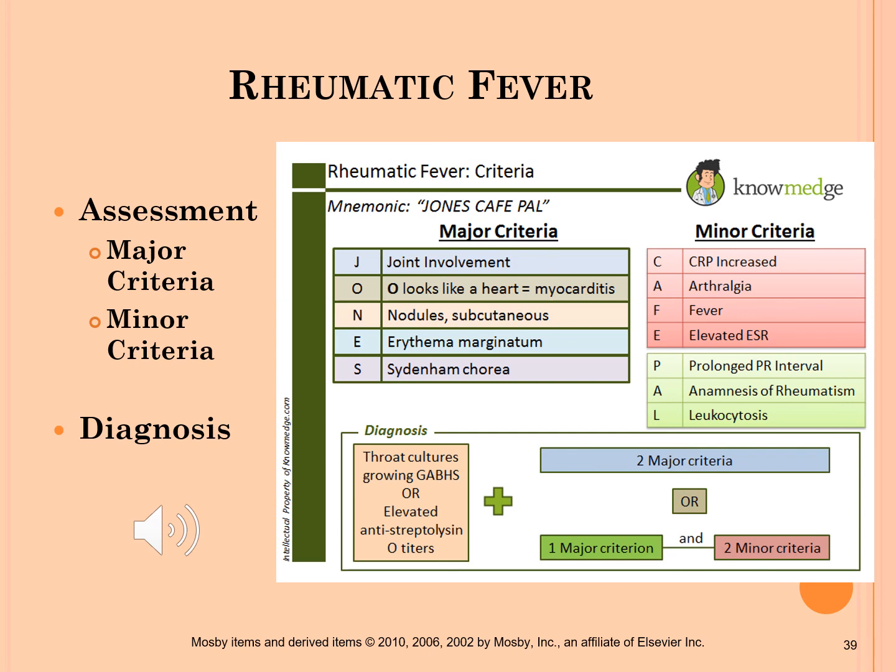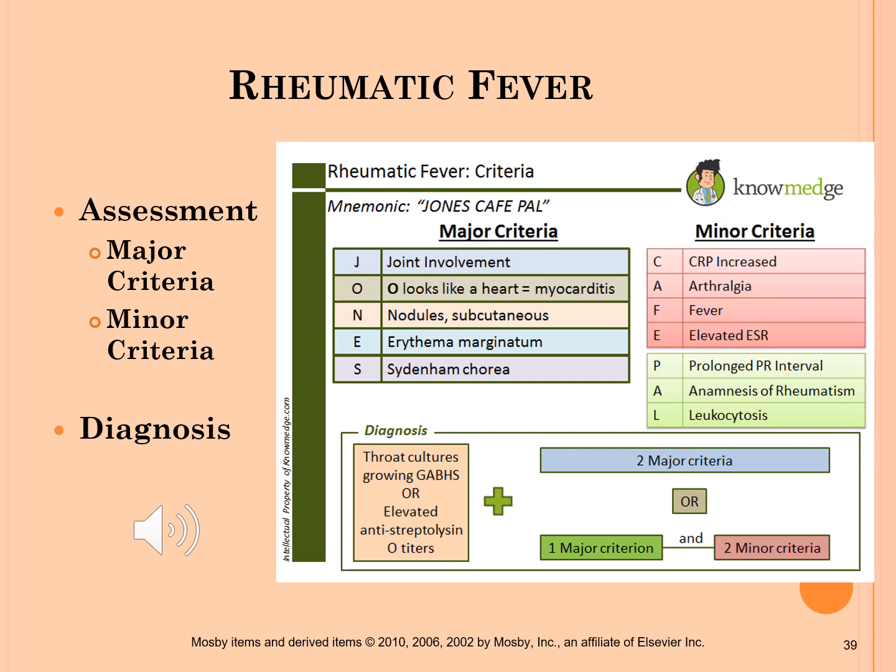The minor criteria, for your first blank, a fever. They can also have arthralgia, which is joint pain. When you look at their lab values, they have an elevated ESR, an elevated C-reactive protein, leukocytosis, and we would want to evaluate for a history of previous rheumatic fever, and also look for a prolonged PR interval. So again, major and minor criteria.